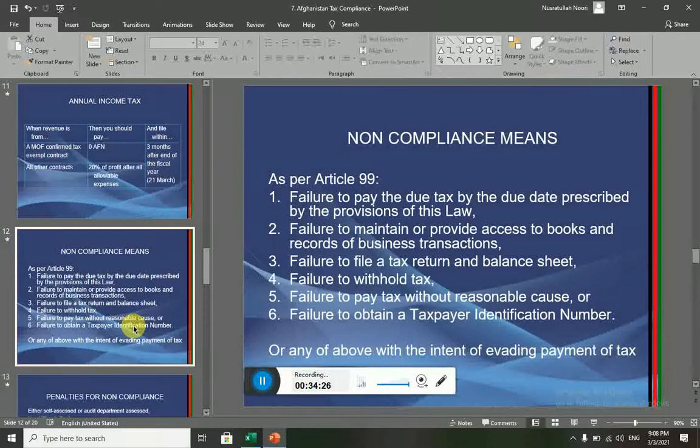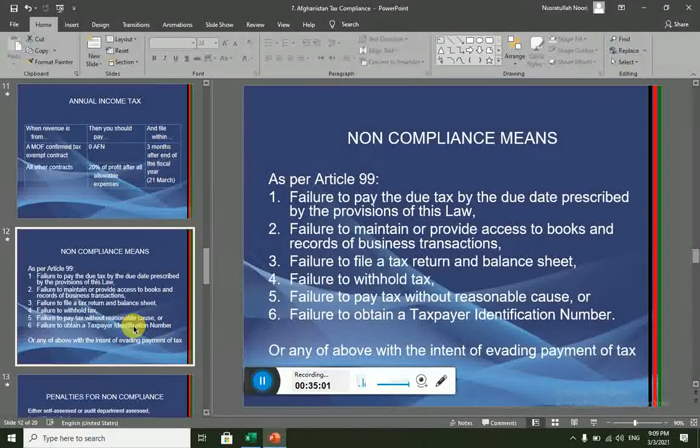And by non-compliance, we mean failure to pay the due tax by the due date prescribed by the provisions of this law, failure to maintain or provide access to books and records of business transactions. For example, if the tax office wants to be given access to your books of accounts and to your business records and transactions, and you are denying them, you are not providing them access, so you are non-compliant.